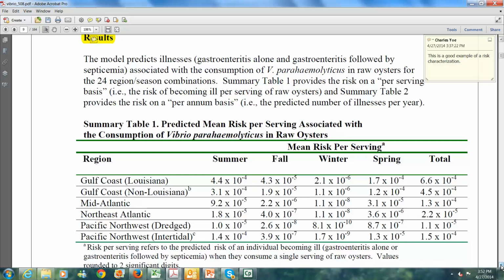Take a look at the second risk from the bottom, Pacific Northwest dredged, and look over to the winter column. There we have 10 to the minus 10. So you can see there's quite a range in the probability of illness. And information like this makes it possible for risk managers to ban the harvest and consumption of oysters in certain parts of the country at certain times of the year.